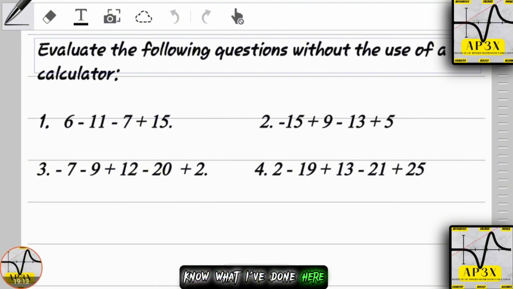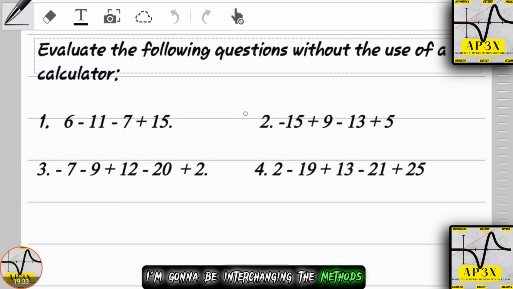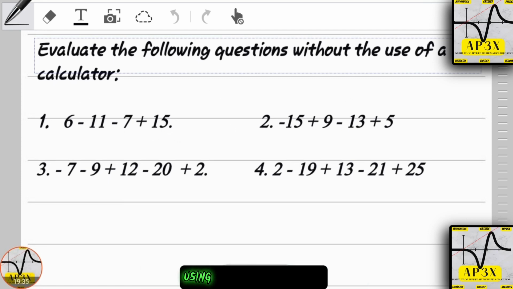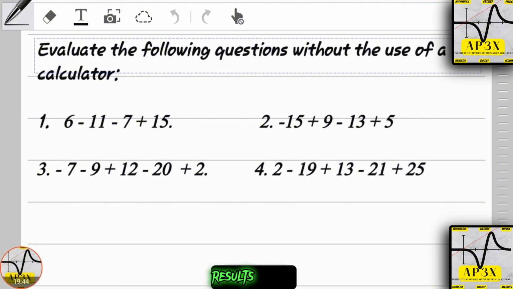Now, to bring the video to the end, I've come up with about 4 simple questions that we're going to be evaluating, and of course we're going to be evaluating these without the use of a calculator. There is no need for a calculator because we have the principles in our mind. I'm going to be interchanging the methods, right? The first one using the textbook method, and I'll also be using the method of the owing and having, showing you that we're going to be getting consistent results.